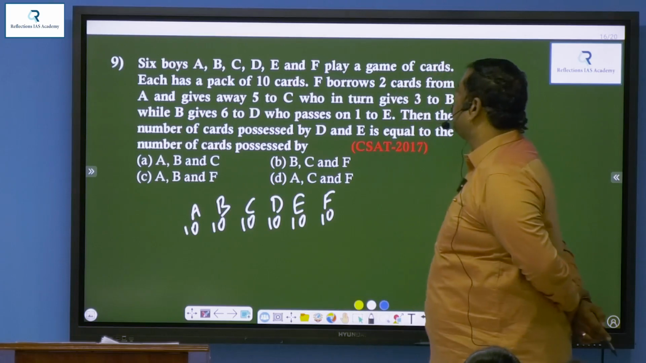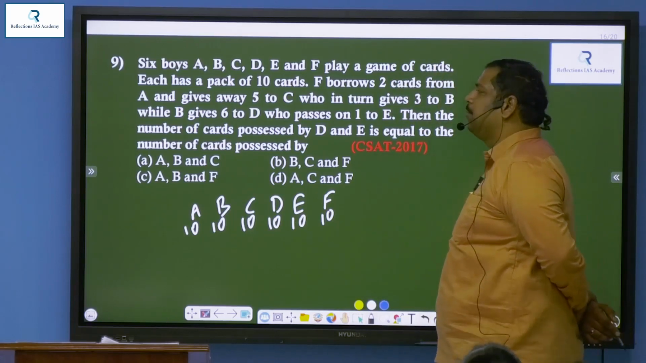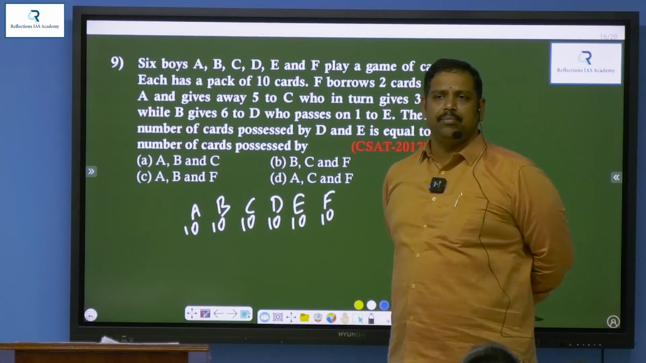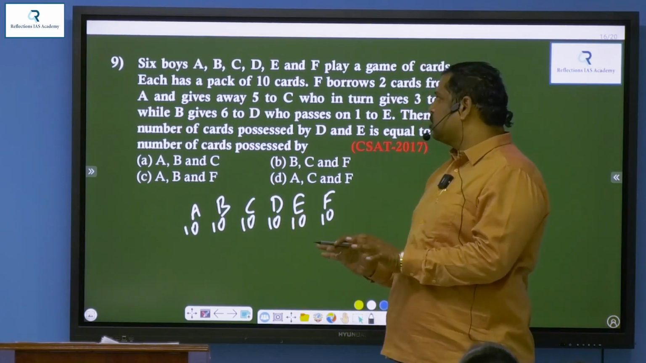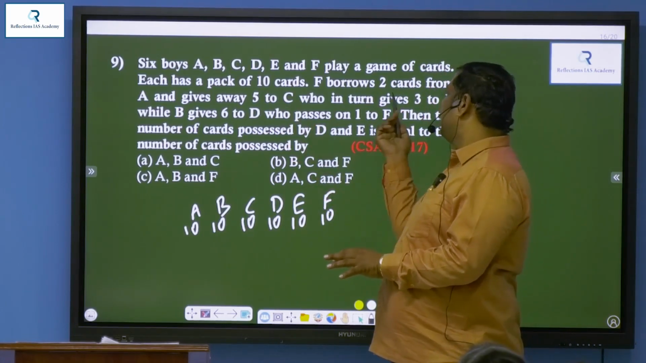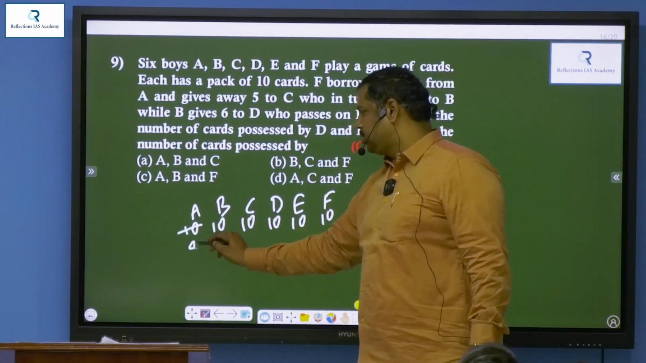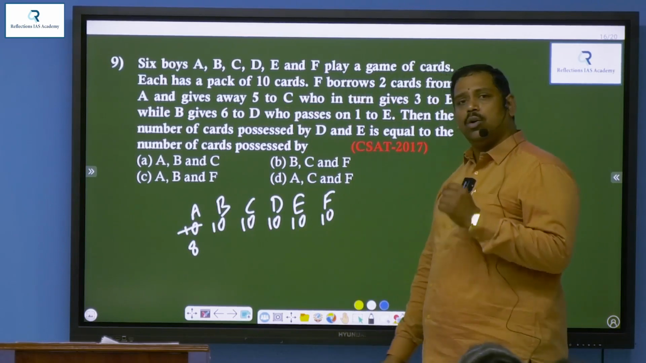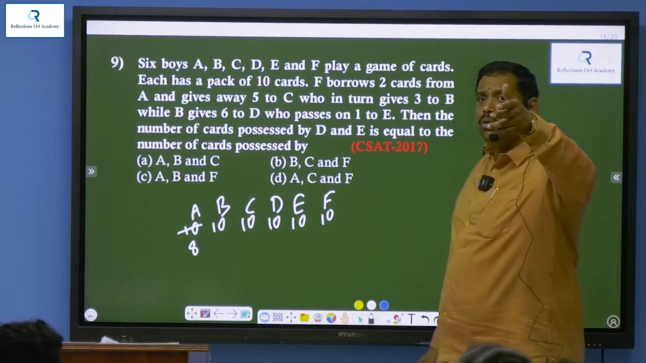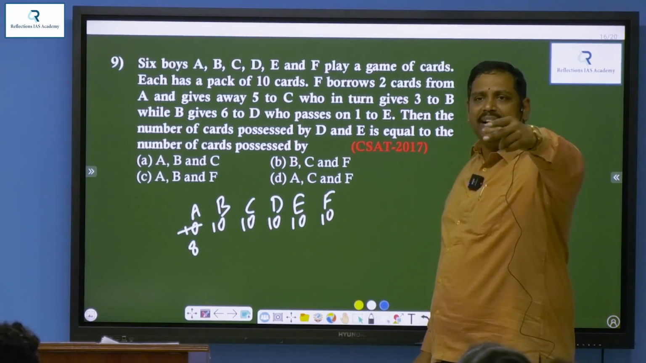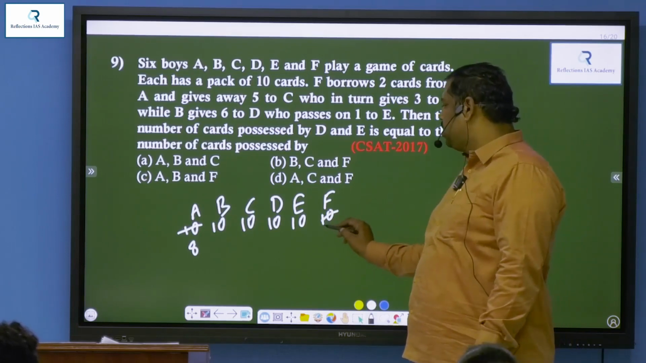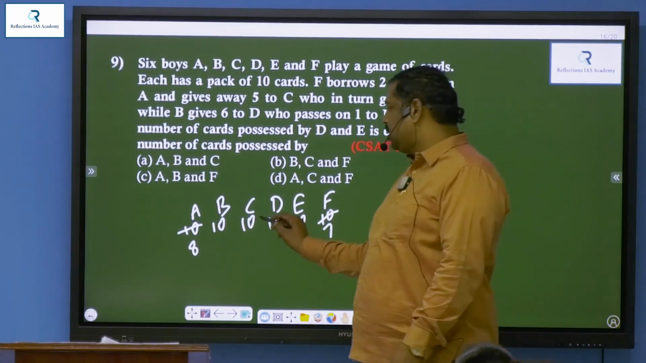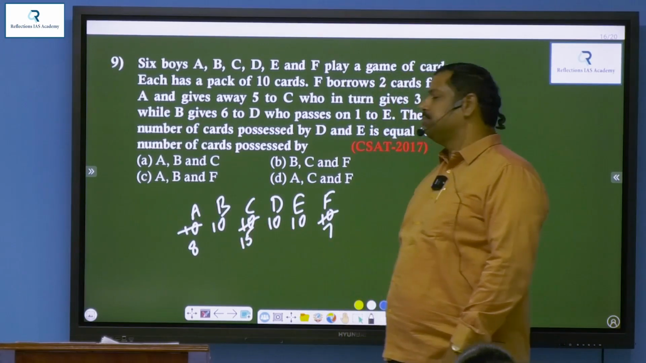Now what is it? F borrows 2 cards from A, and gives 5 away to C. In this transaction, F got 2 from A, right? So A has now only 8. Then F will become 12. But he gave 5 to C. That means 12 minus 5. How much finally does F have? 7. That 5 is given to C. Already C has 10. Now it will become 15.